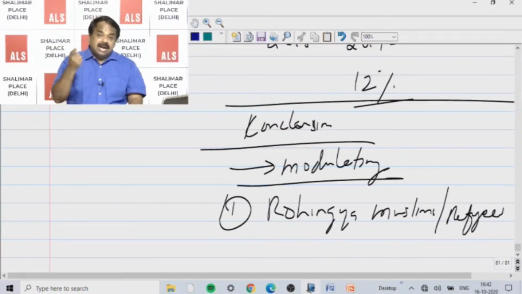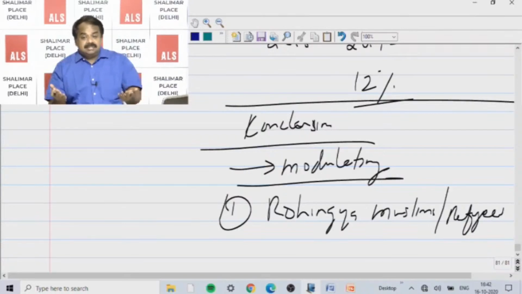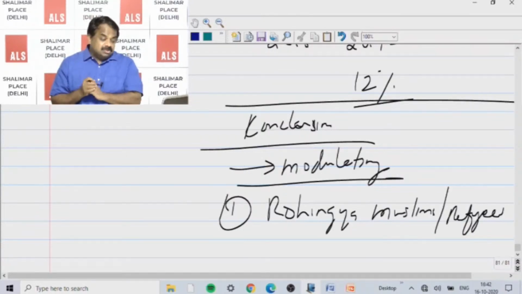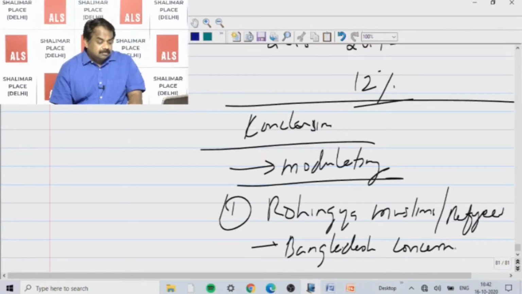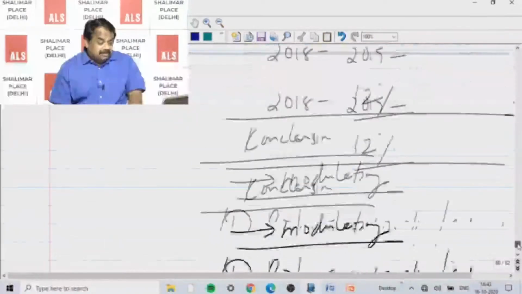See, because ultimately they are Bangla-speaking Muslims. Basically, they were all Indians before the creation of Bangladesh. So now India is saying that Bangladeshi concerns should also be taken care of. About the Rohingya Muslims, we have modulated a bit. Number one.